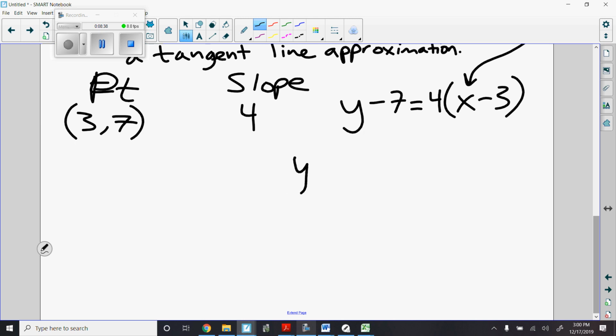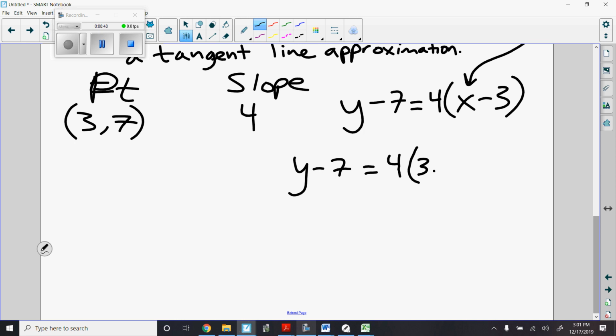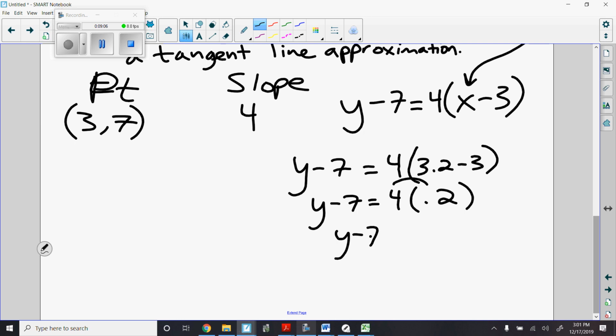I'm going to say y minus 7 equals 4 times, and again, I'm plugging in the value that I'm approximating, which is 3.2. And now, without a calculator, I just have to solve this out. So I'm going to get y minus 7 equals 4 times... 3.2 minus 3 is positive 0.2. Then I multiply these together, and I get y minus 7 equals 0.8. Then I just solve for y. I'll add the 7 over, and I'll get y equals 7.8.